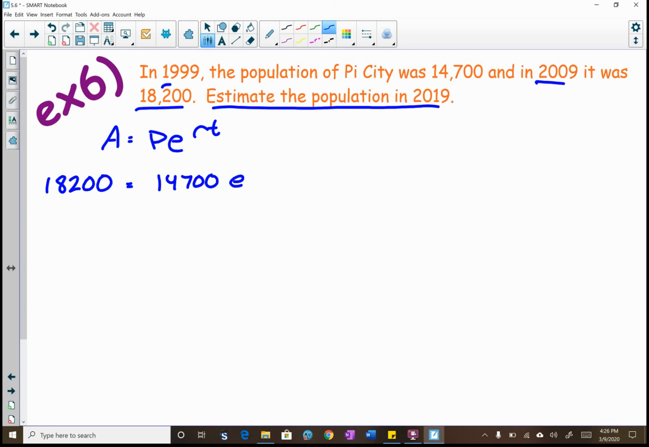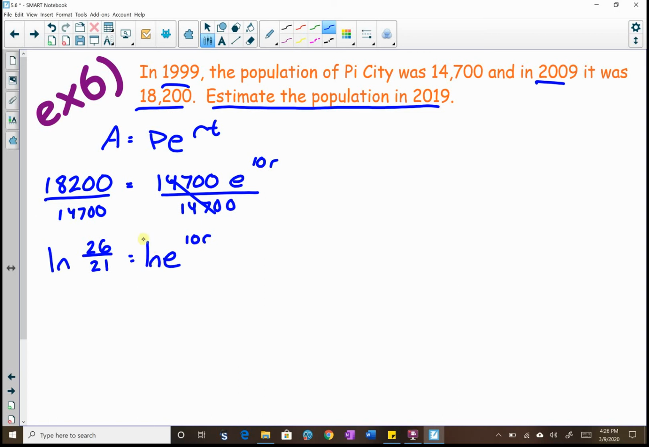Now, between 1999 and 2009, that's 10 years. So let's divide. Let's see what that reduces to be. I got 26 over 21. So I have natural log. Go ahead and divide by 10. I have R is natural log of 26 over 21 over 10.